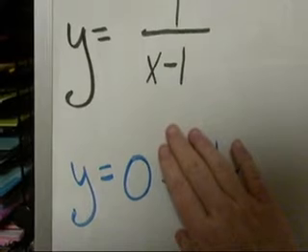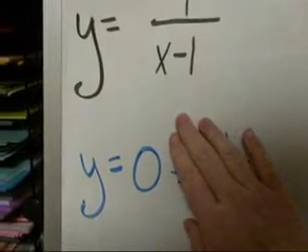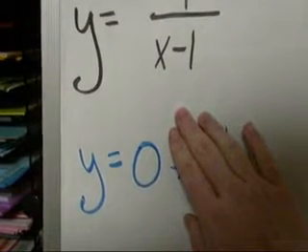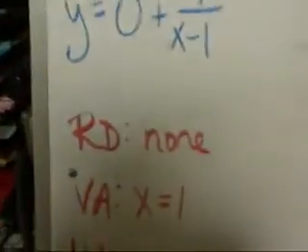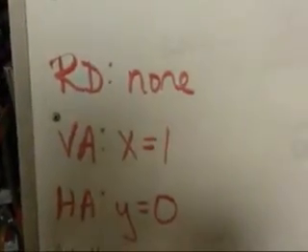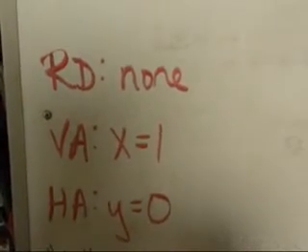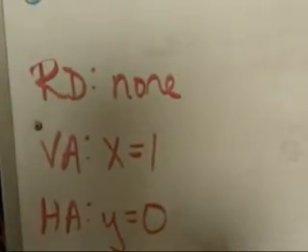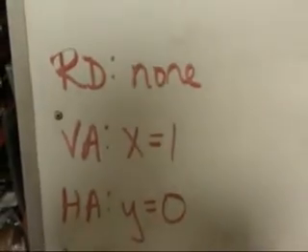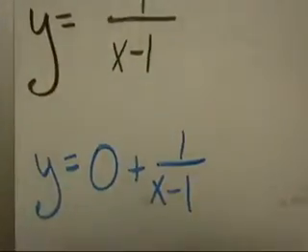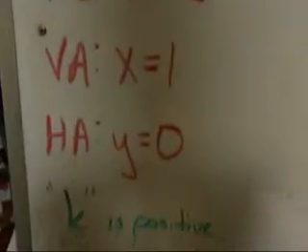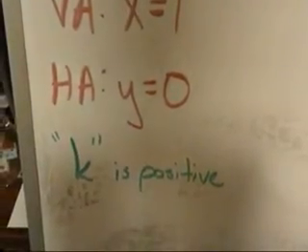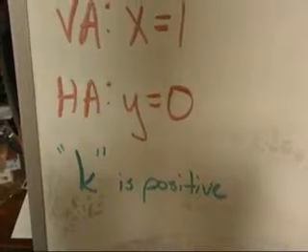When I ignore the remainder, I'm given the equation of my line for my horizontal asymptote. So again, there's no removable discontinuity. The vertical asymptote is at x equals 1. The horizontal asymptote is at y equals 0. Lastly, the k value, the numerator, is positive. Do you remember where that tells you that your branches live? Let's look.